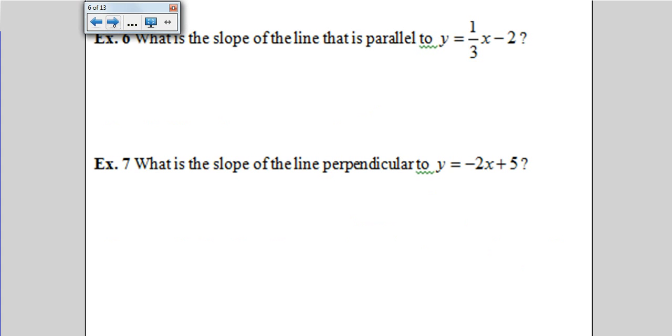So in this first question, what's the slope of any line that is parallel to that? So the original slope is 1/3. I can tell that because it's the coefficient of the x and we're in the right form. Now the parallel slope, I gotta think back. Parallel means that we have the same slope, so this slope is also going to be 1/3.